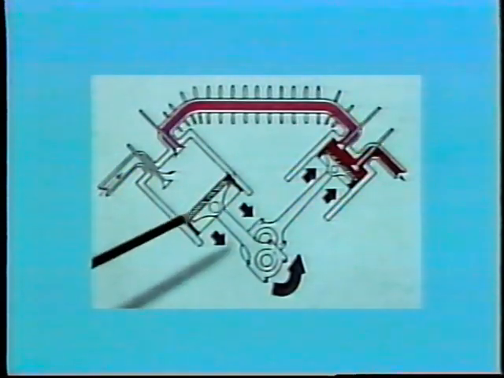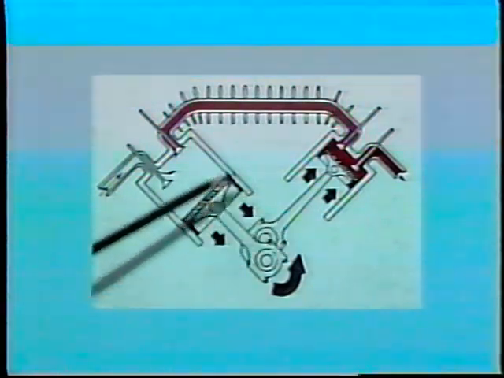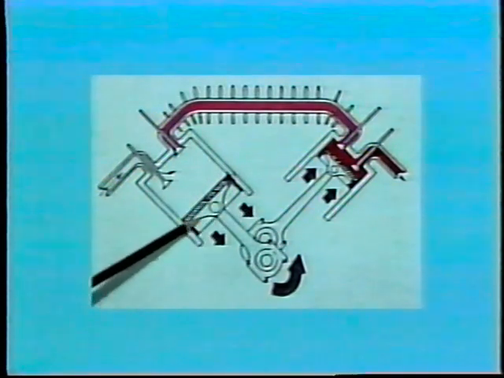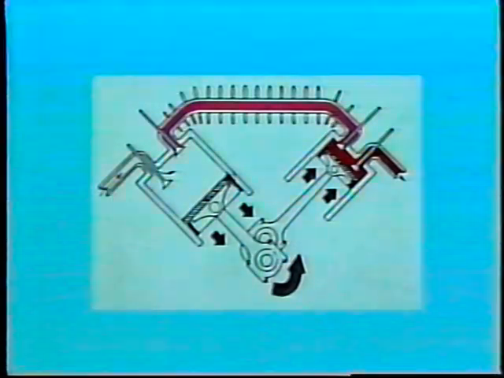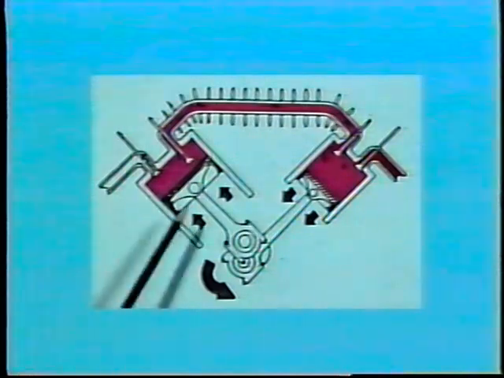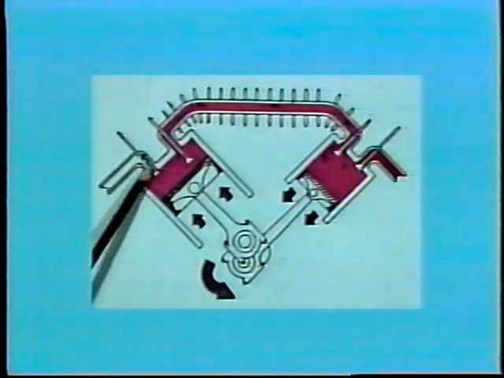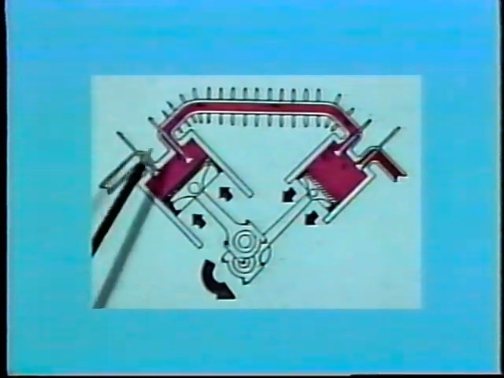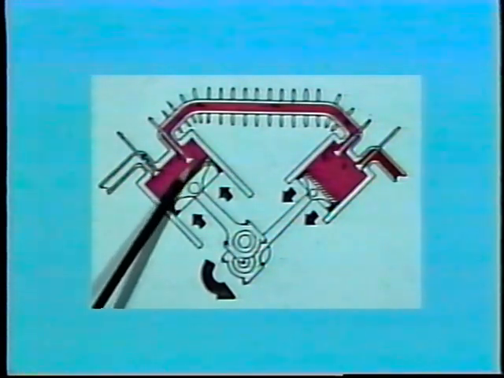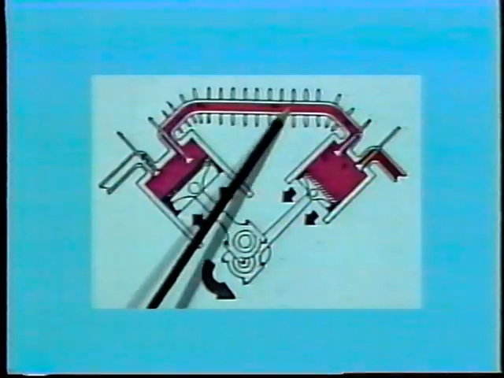Let's assume a prime mover is turning the crankshaft and moving the large piston in a downward stroke. Air enters the bore through the open inlet valve here. When the piston begins its upward stroke, the inlet valve is closed and pressure builds within the chamber until it reaches a high pressure. Then this outlet valve is opened, which allows the hot compressed air to discharge into the intercooler.